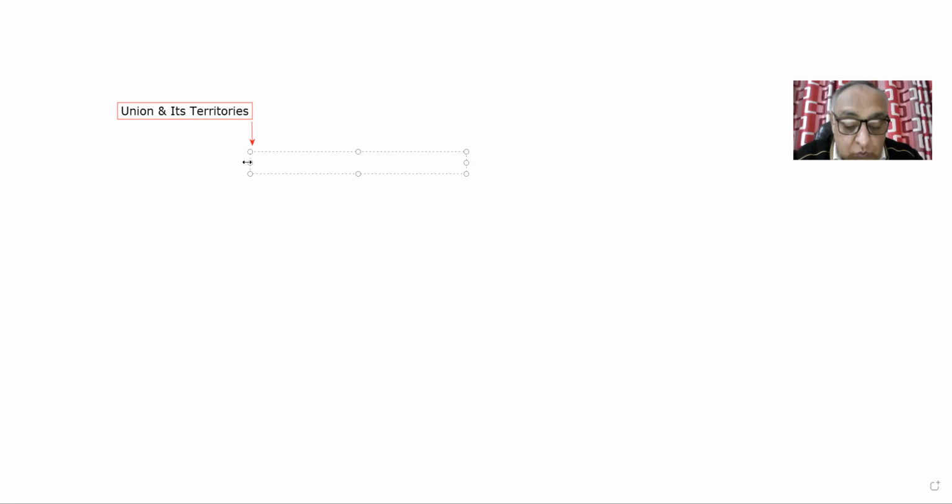So we can say this is Part One of the Constitution, and Articles 1 to 4 come under this part. So Part 1, Articles 1 to 4.